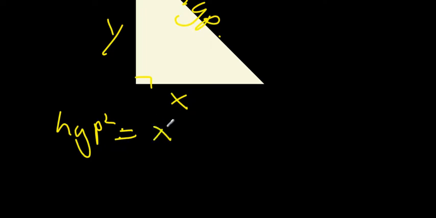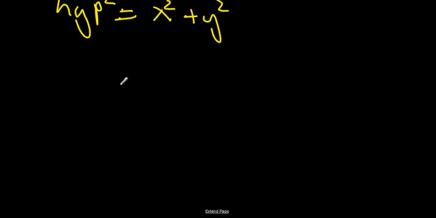Okay, so what Pythagoras' theorem says is that the hypotenuse squared is equal to, let's call this x and that's y. He said the hypotenuse squared will be equal to x squared plus y squared in any right angle triangle. So for example, if we had a right angle triangle over here, right?